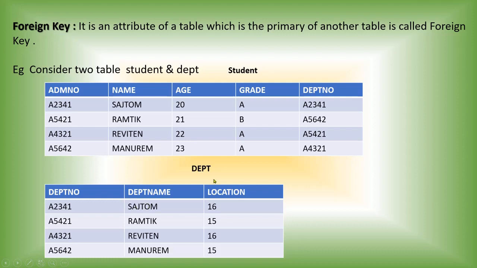So these are the four different keys of a database. First one is primary key. It is an attribute or set of attributes which uniquely identifies the tuples of a relation. Second one is candidate key. Keys which can be selected as the primary key are known as candidate keys.